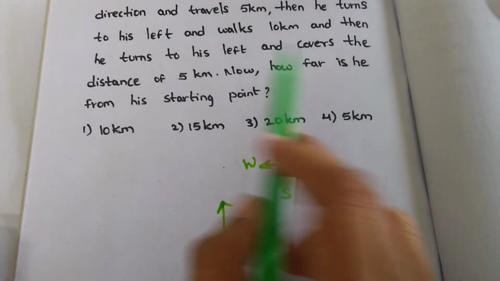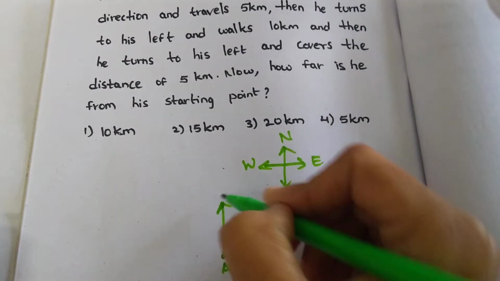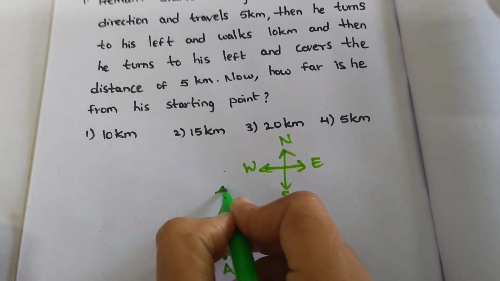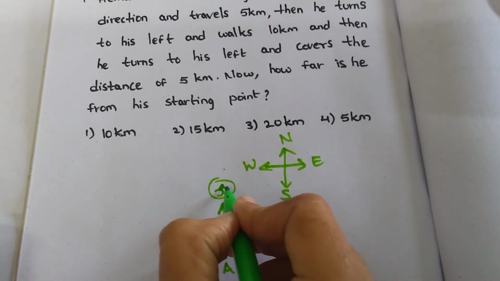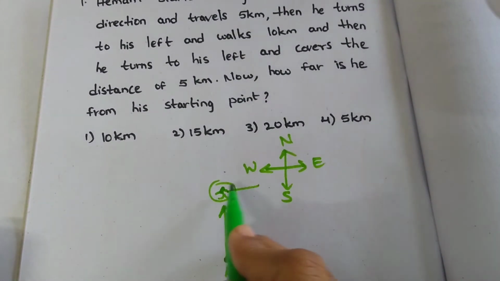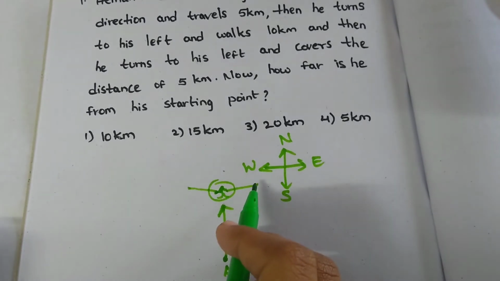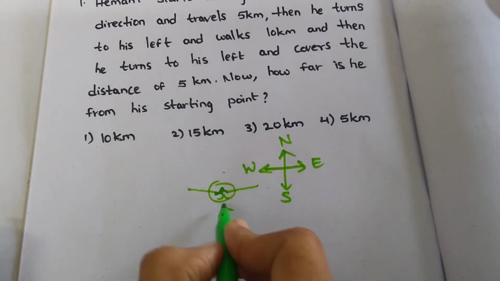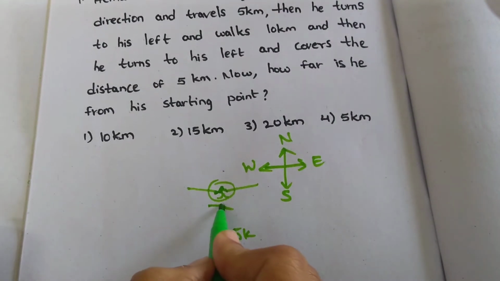And then he turns to his left. What is the left direction here? For example, Hemant is there. This is the right direction and this is the left direction. So he turns left and walks 10 kilometers.